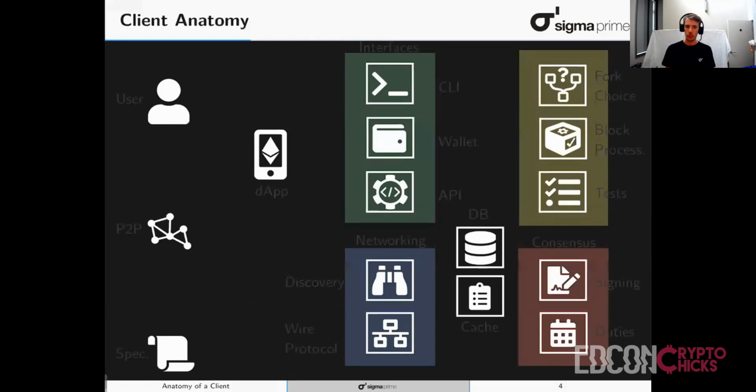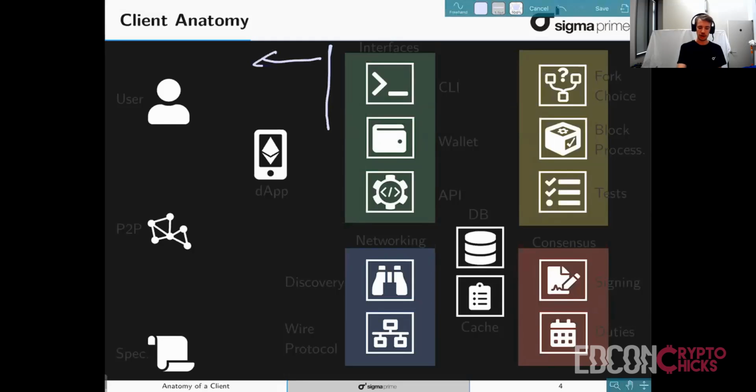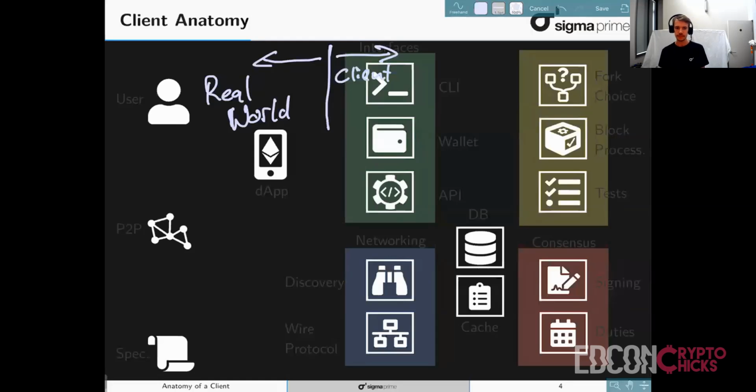I've prepared this diagram, which is a bit of an overview of what I think the components are. I've separated it into two halves here, where everything on this side is the real world, and everything on this side is the actual client software, right? Because at the end of the day, we're writing software to interact with the real world and to support our efforts in the real world. So I think it's important to make that distinction.